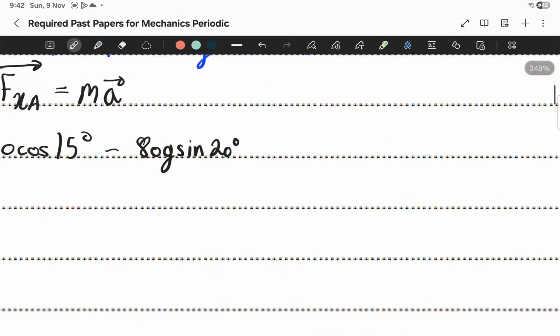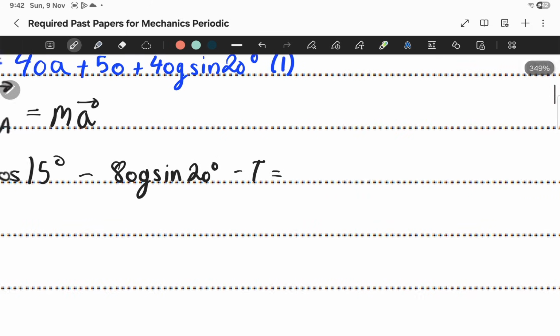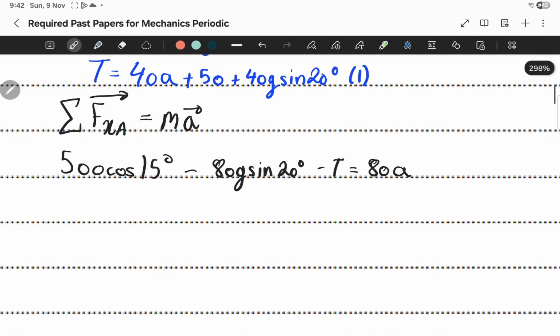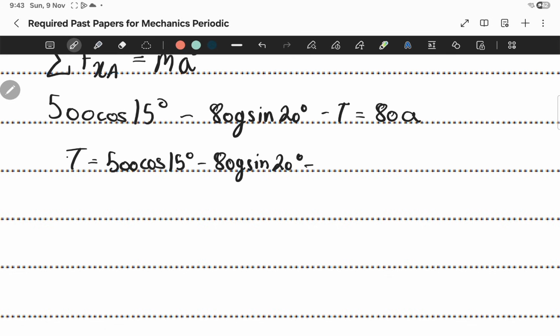So minus the tension T, because remember, we're using simultaneous equations in terms of the tension, is equal to mA. M is how much? M is 80. So 80A. Okay, now this has been established. We can rearrange to leave tension isolated. So tension is equal to 500 cosine 15 minus 80g sine 20 degrees minus 80A. All right, now this is equation 2.